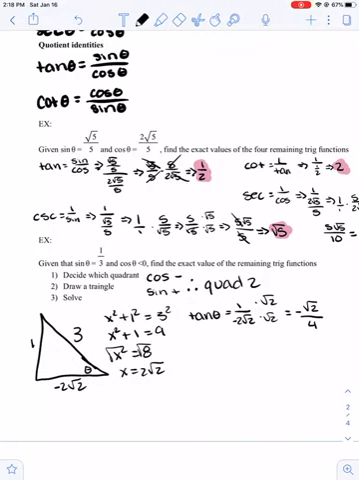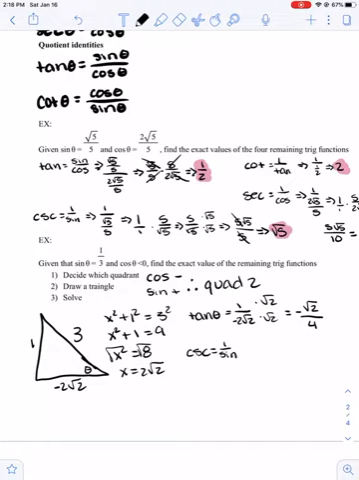Now I'm going to use my other identities and properties to find cosecant, secant, and cotangent. So cosecant is 1 over sine, and then we know that sine equals 1/3 because that's what we were given in the problem.